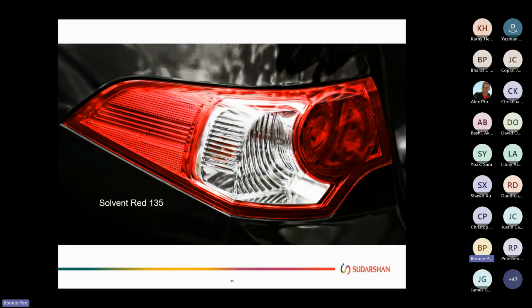Your car taillights is key. That's going to always be the Solvent Red 135 because it is that higher performance chemistry, which gives you that clear red color to it. So just keep that in mind as you're going down the road and looking at the taillights of the car in front of you, and think Solvent Red 135.